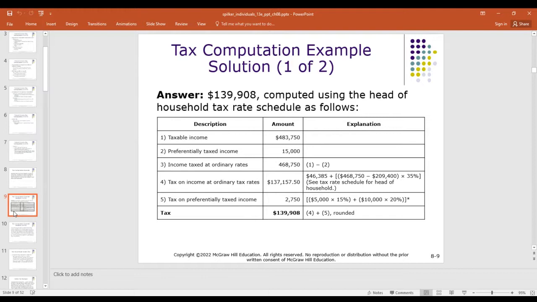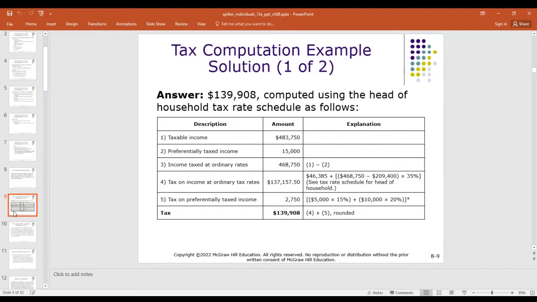Now, Courtney files head of household. If we go back to the tax rate schedules at the end of the chapter, head of household, taxable income between $468,000 and $750 means her tax is computed at $46,385 plus 35%. Her income is above $209,400. So that portion of her tax is $137,157.50. Now, if you're wondering what's going on with the rest of this, how do we tax her $15,000?